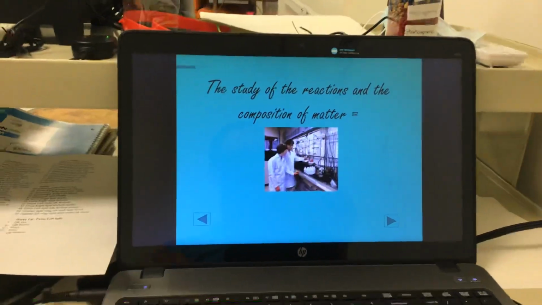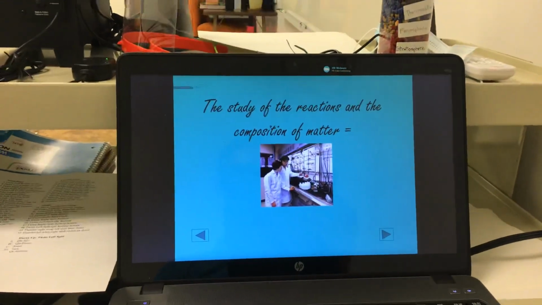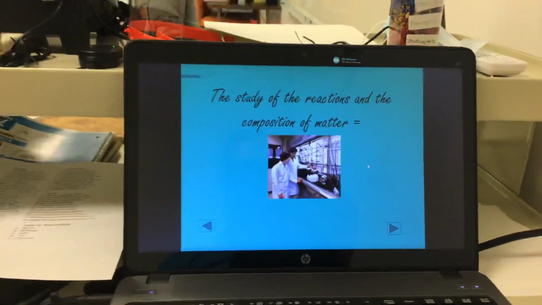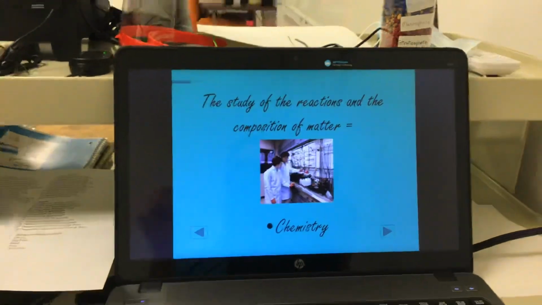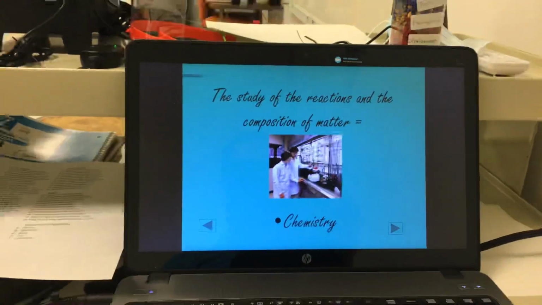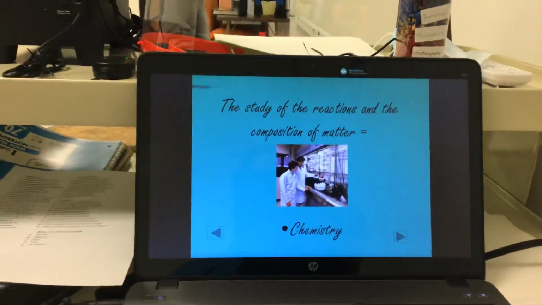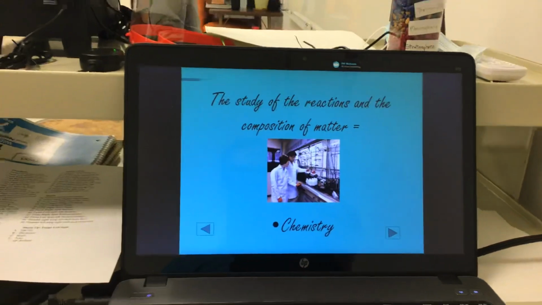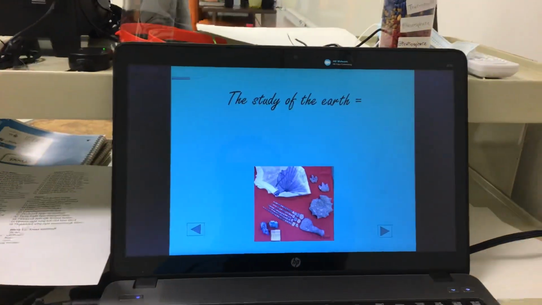The study of reactions and the composition of matter, so what makes up things. I think this is chapter 3 for us. It is chemistry. In 6th grade you usually do the periodic table, and you pick an element and talk about how many protons it has and how it reacts and things like that. That's what we're going to go over here.